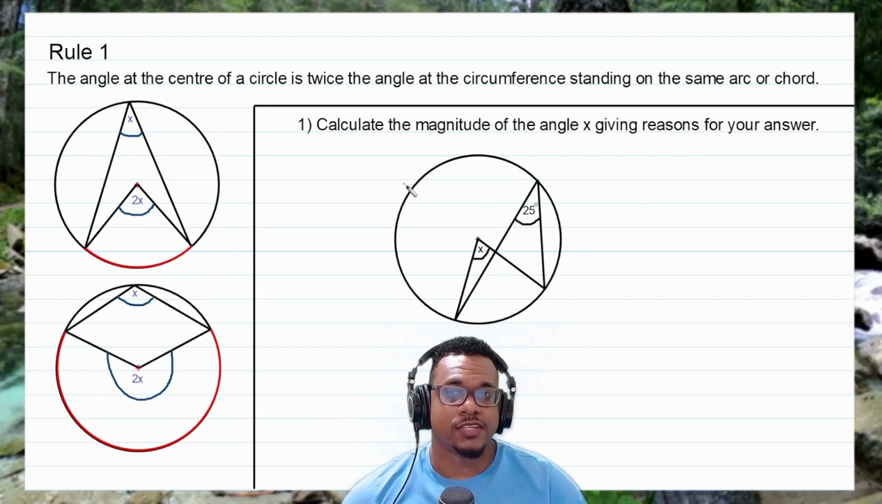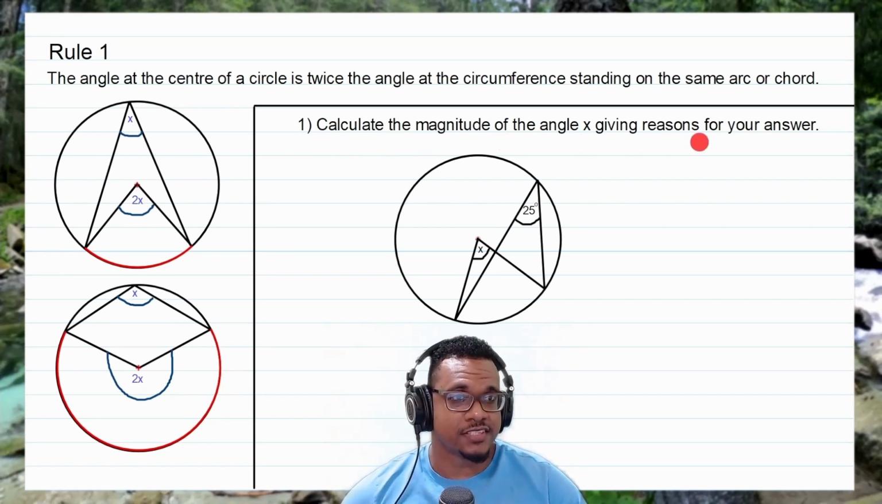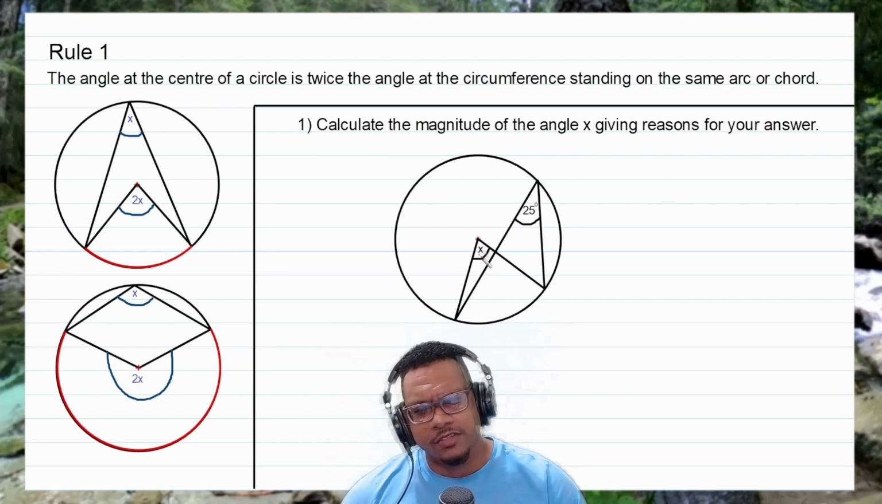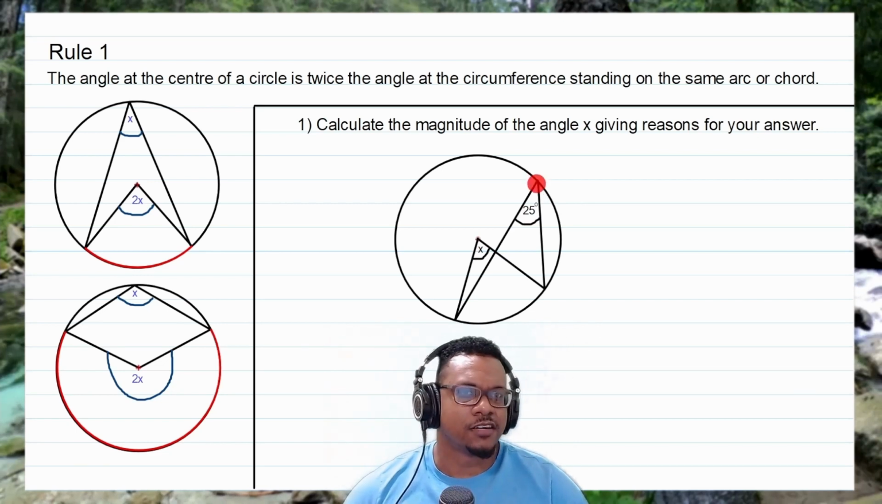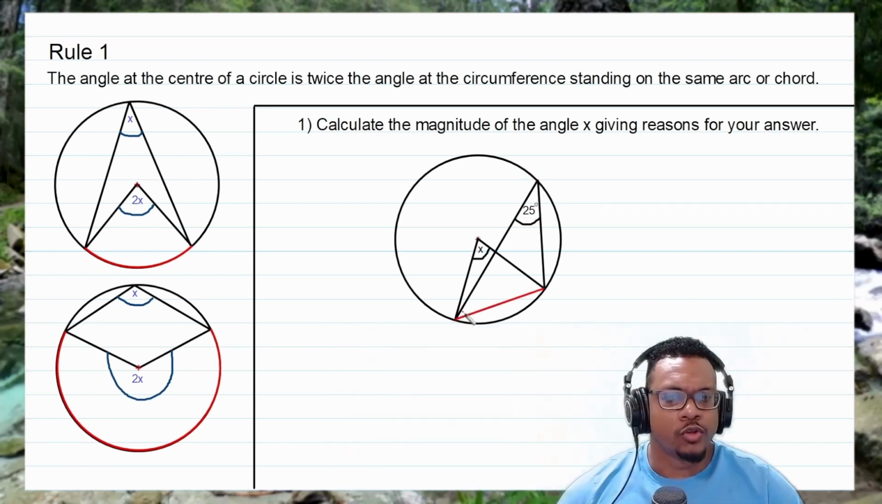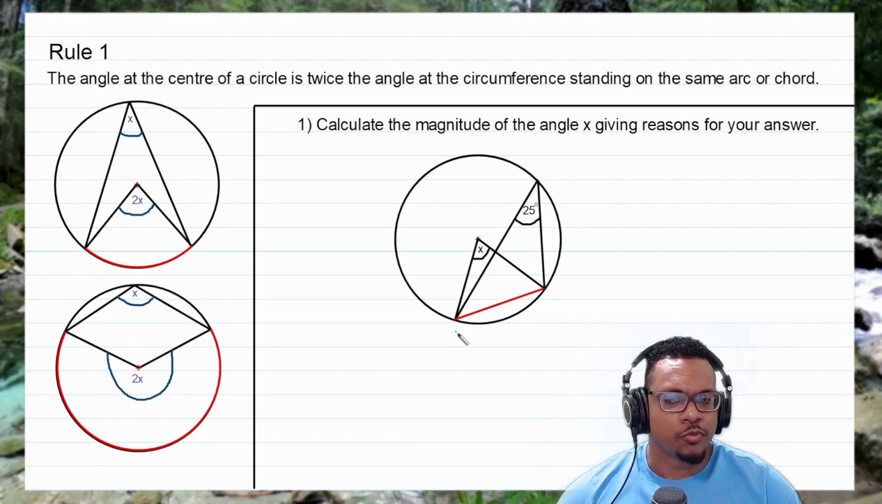So here we have a question where we want to calculate the magnitude of the angle x, and we want to give reasons for our answer. So the angle x, the vertex is at the center of the circle. The angle 25 degrees, the vertex is at the circumference of the circle. Now notice the arms of the angle. The arms of the angle x stands on this chord in red. The arms of the 25-degree angle stands on this chord in red, which will be standing on the same arc here.